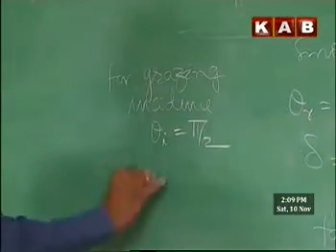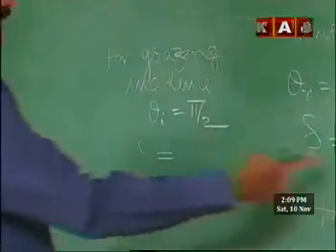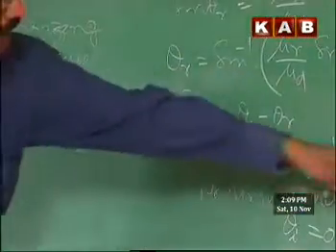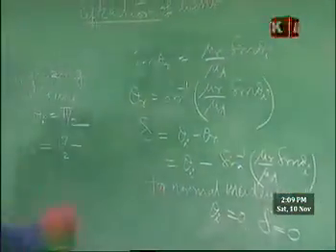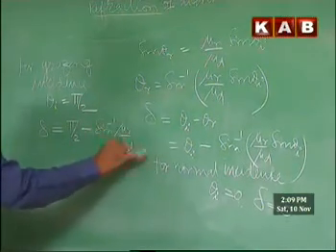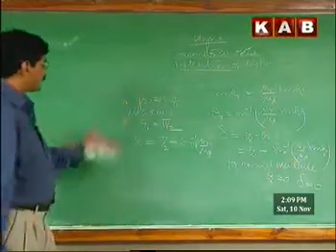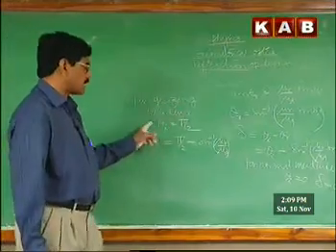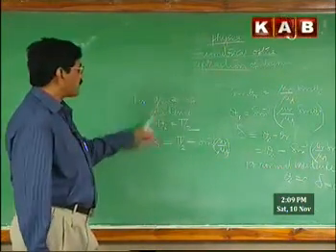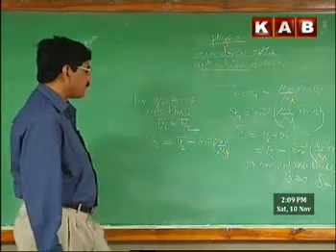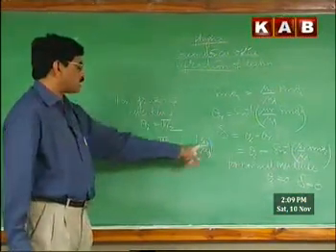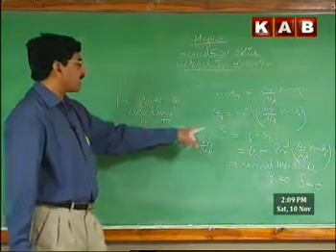In such a case, how much is delta? Delta is pi by 2 minus sin inverse of mu r by mu d, since sin 90 degrees is 1. That is the extreme value. So, as the angle of incidence varies from normal incidence, theta I is 0, to grazing incidence, theta I is pi by 2, the deviation angle varies from 0 to pi by 2 minus sin inverse mu r by mu d.